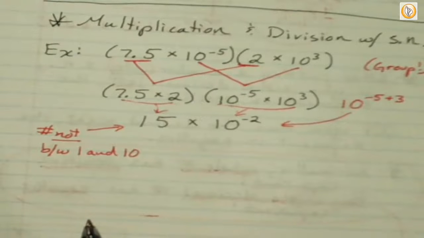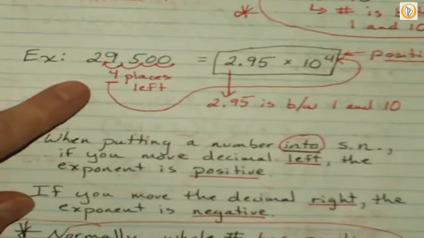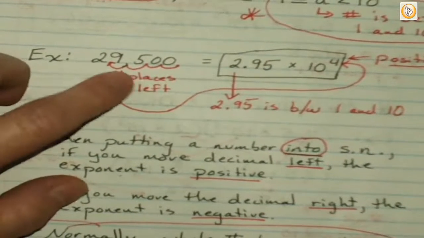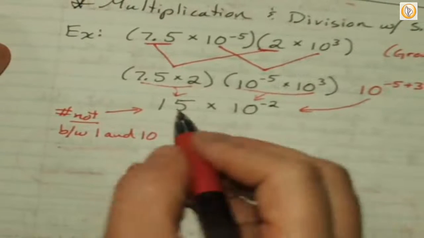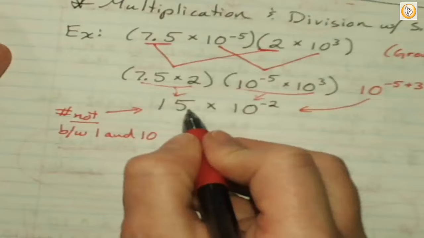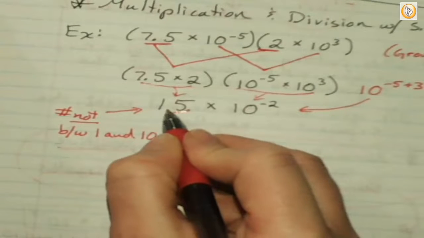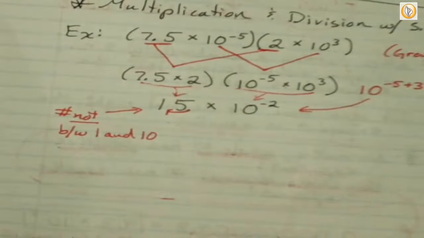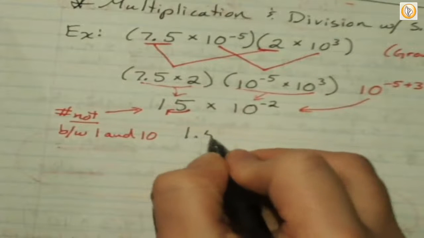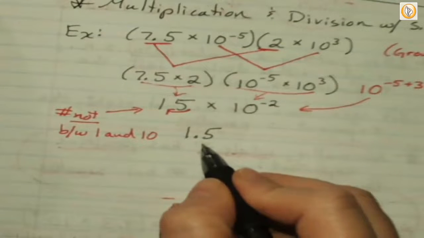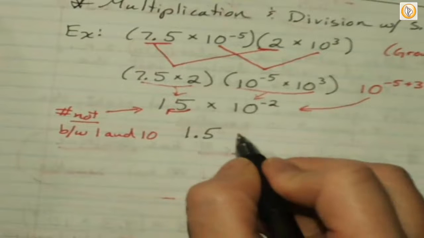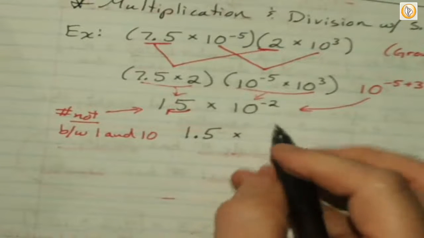So we have to fix that. We have to fix it. So just like we did right here, by moving the decimal to the proper place, we're going to have to do that here. So I'm moving the decimal, starting here, imaginary decimal, and if I move it just one place, then I get 1.5. Is that between 1 and 10? Yes, it is.